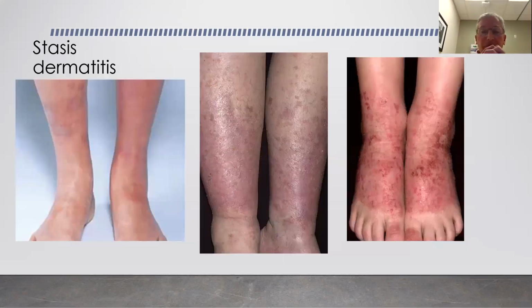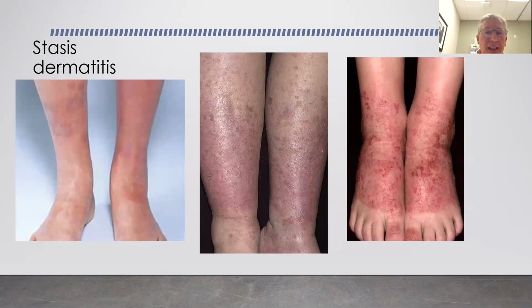Next slide. So here's stasis dermatitis. What we notice: bilateral, okay? We see sort of patchy rashes. If you close your eyes, you can definitely feel the edges of this rash. You can feel where the rash starts from the normal skin. You see that there's peeling, scaling, bilateral, and not that diffuse redness present in cellulitis.